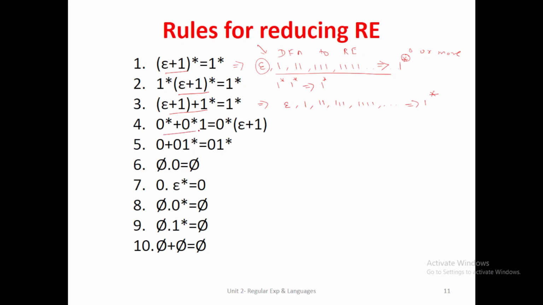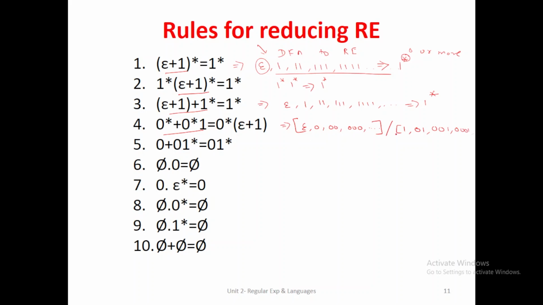And you take this rule, which is nothing but 0 star or 0 star 1. So what is 0 star? Epsilon, 0, 00, 000 like that. This is the answer for the first one. Otherwise, 0 star followed by 1, that means all strings should contain 0. So either this problem, otherwise the string may be a single 1, or 0 followed by 1, or 00 followed by 1, or 000 followed by 1 like that.